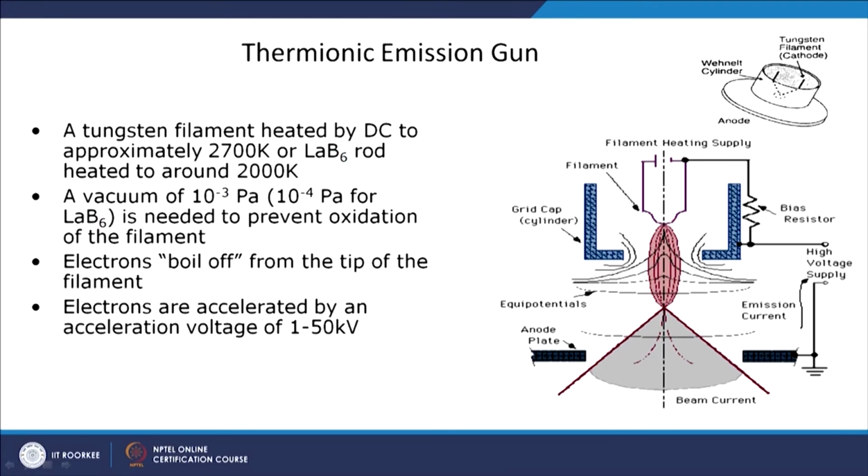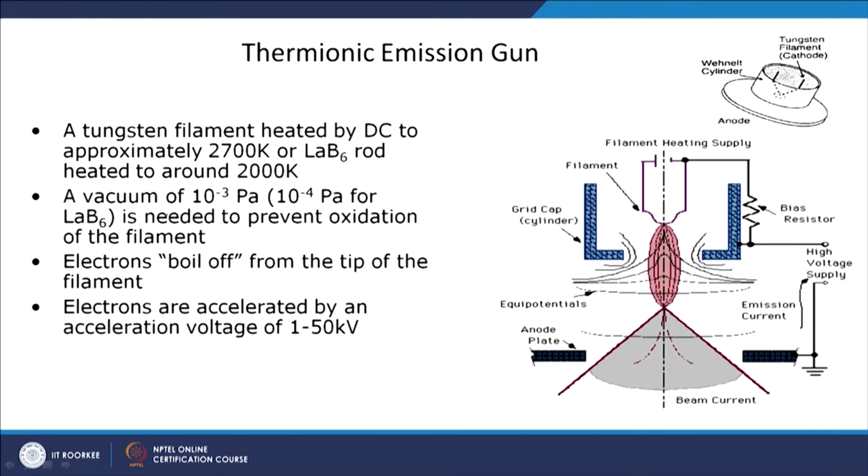Now, the electron is ejected and it goes to the electrode plate. This is the electrode plate, which is kept under a voltage difference with respect to the cathode, and whatever electrons come, they go in this solid angle. So, a tungsten filament is heated by DC to approximately 2700 Kelvin, or a LaB6 rod heated to around 2000 Kelvin. A vacuum of 10 to the power minus 3 Pascal, or 10 to the power minus 4 Pascal for LaB6, is needed to prevent oxidation of the filament.